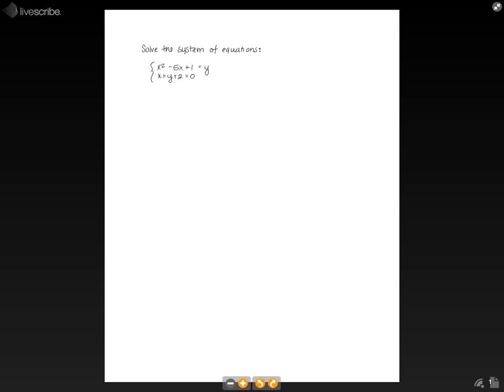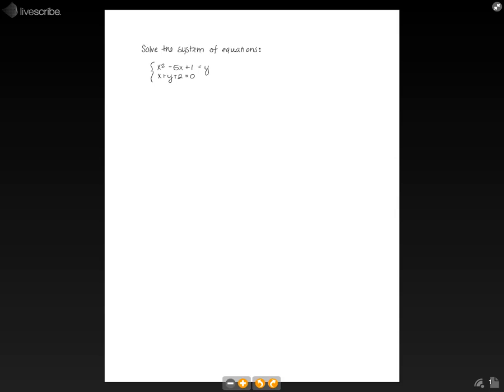In this pencast, we're going to be solving systems of equations where at least one of the equations is quadratic. Alright, so this problem says solve the system of equations x squared minus 5x plus 1 equals y and x plus y plus 2 equals 0.